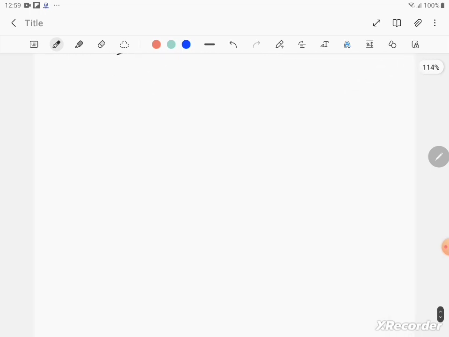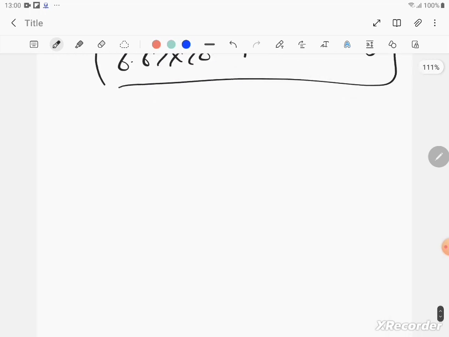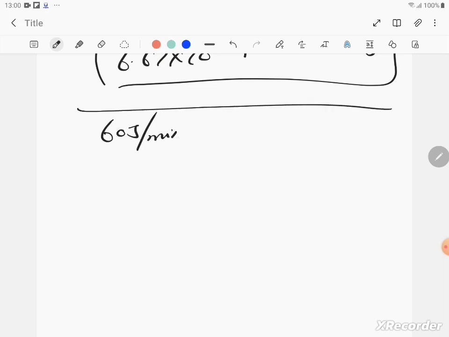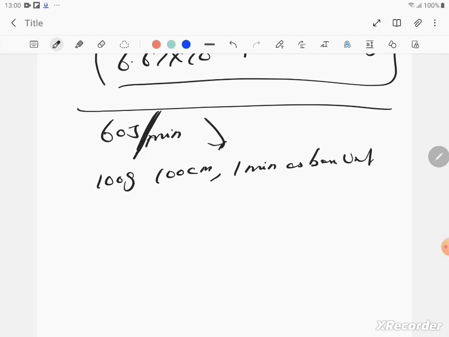I taught you another sum here today, which was 60 joule per minute has to be written in a new system of units, which has base units as 100 grams, 100 centimeter, and 1 minute. So you have to convert this into this. The moment I see this, I want SI. Okay, so 60 joule per minute is 1 joule per second.